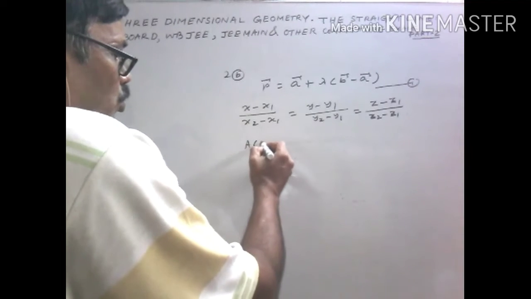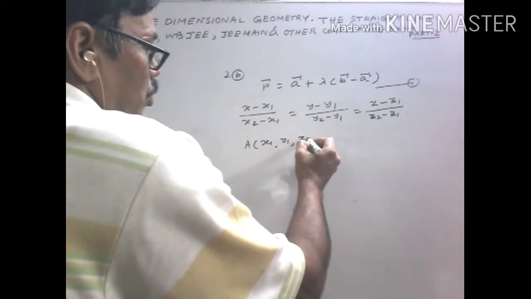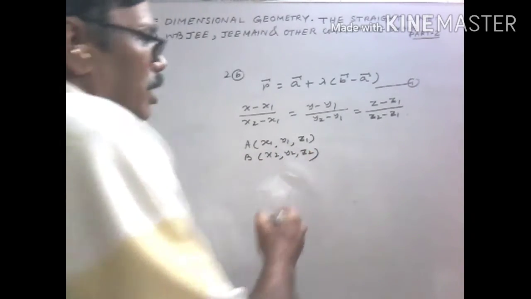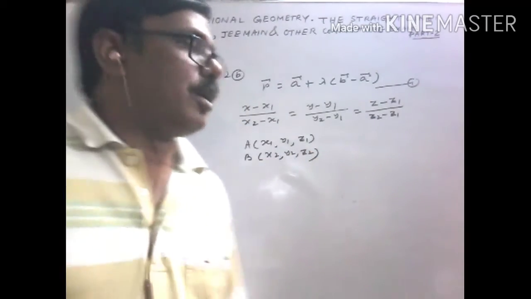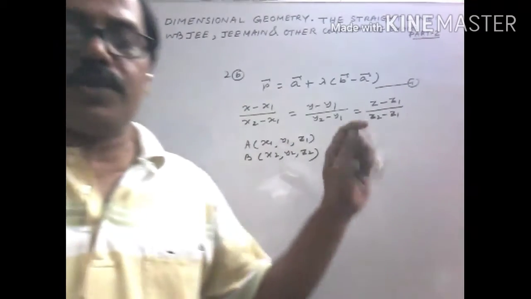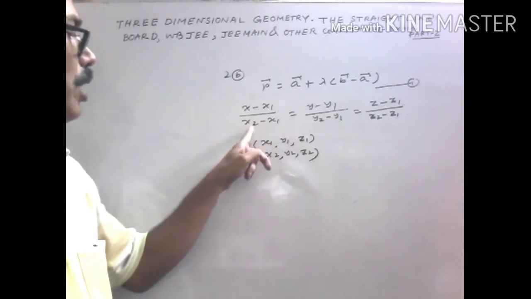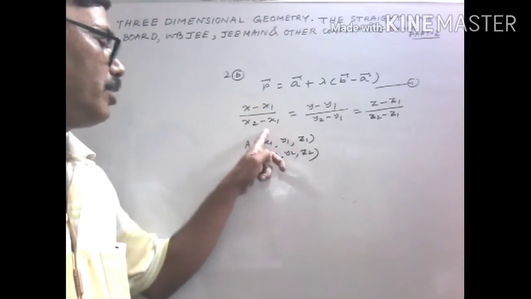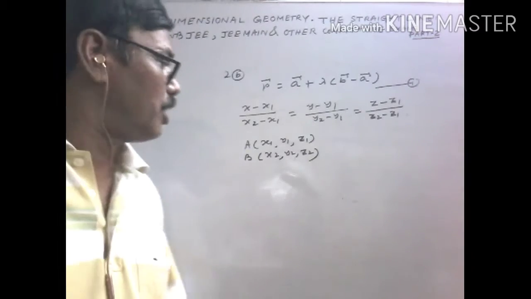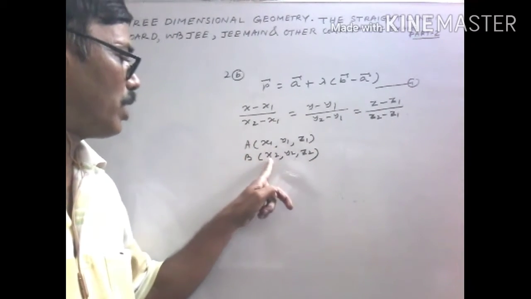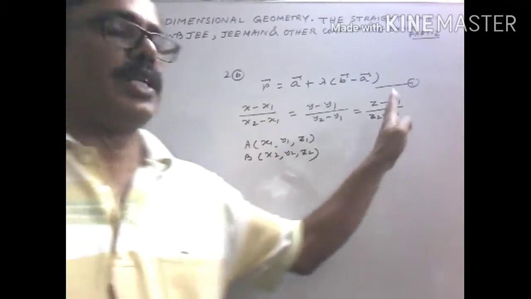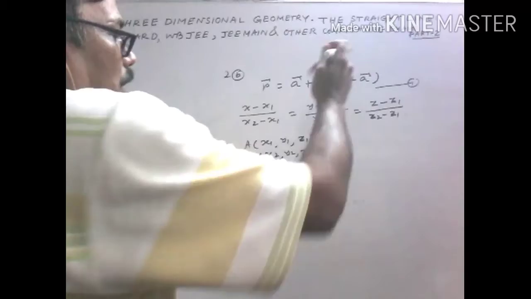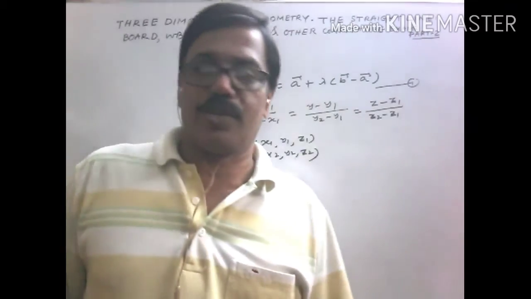So it passes through 2 points, (x1, y1, z1) and (x2, y2, z2). Now look, in formula number 1, in terms of d ratio, this is (x minus x1) by a. So you know, if it passes through 2 points, then d ratio is difference of coordinates. So a is replaced by x2 minus x1, b is y2 minus y1, c is z2 minus z1. So this is equation of line passing through 2 points.